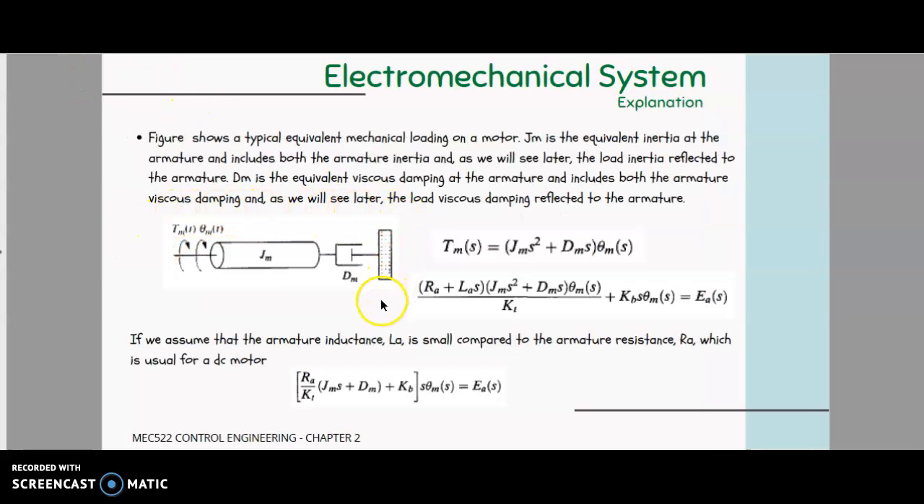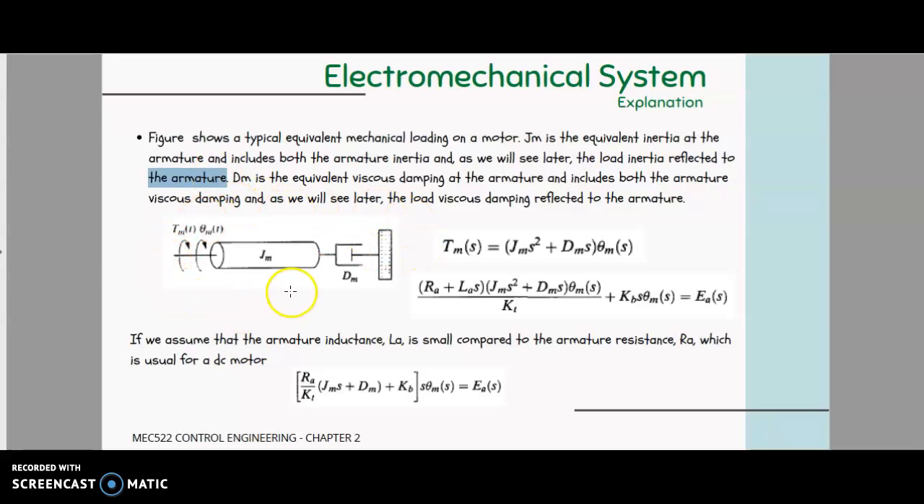Okay, this figure shows the equivalent mechanical loading on a motor. Jm is the equivalent inertia at the armature and includes both the armature inertia and, as we see later, the load inertia reflected to the armature. Now we want to combine the electrical and mechanical equations.